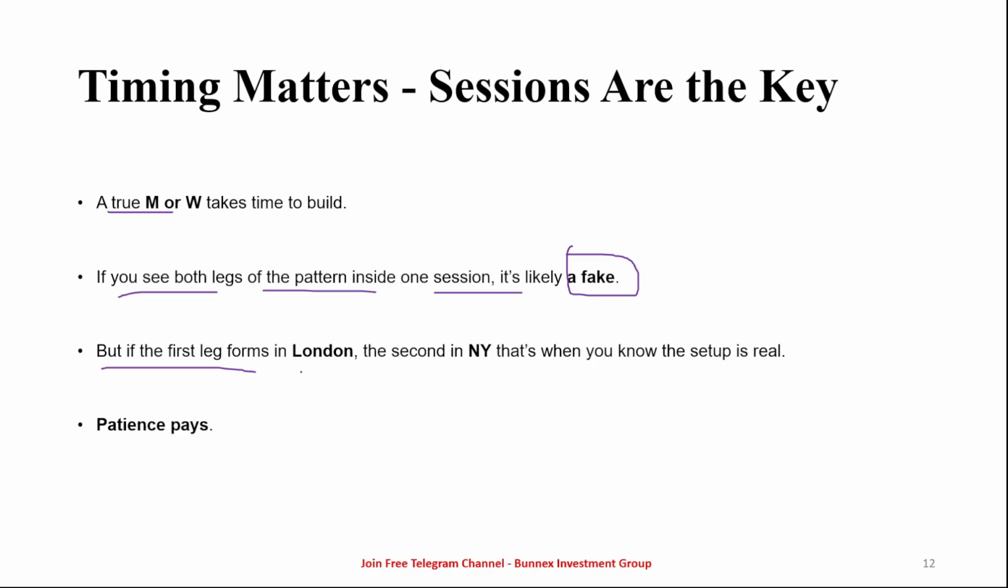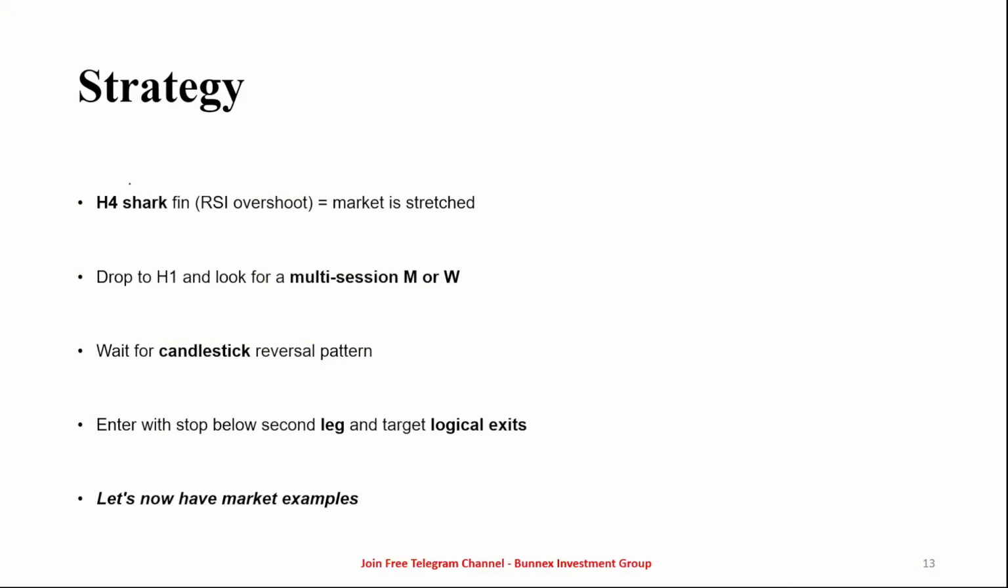But if the first leg forms in London and the second in New York, that's when you know the setup is real. Always remember that patience pays. So basically the strategy states: H4 shark fin, that is RSI overshoot, which you call market strength, then drop to the H1 and look for a multi-session M or W, wait for a candlestick reversal pattern at the second leg of the multi-session M or W, enter with a stop below the second leg and target logical exits. Let's now have market examples.